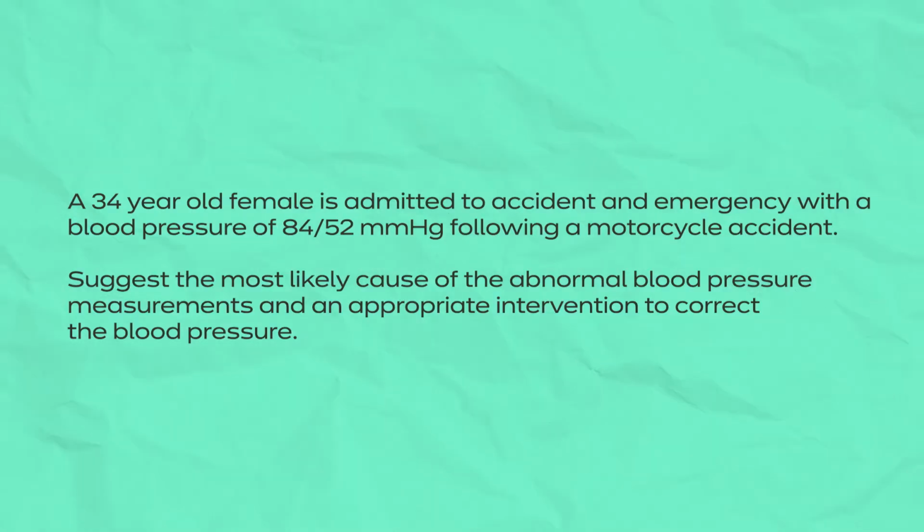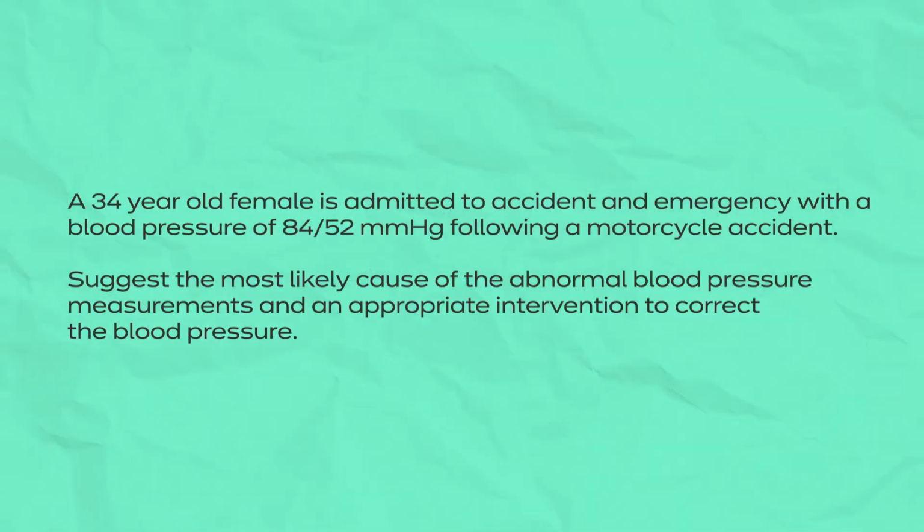In this question, students are presented with the context of a 34-year-old female admitted to accident and emergency with a blood pressure of 84/52 following a motorcycle accident. In terms of context, the female clearly has an abnormally low blood pressure which relates to the accident. In relation to this context, the question asks students to suggest the most likely cause of this abnormal blood pressure measurement and an appropriate intervention to correct the blood pressure.